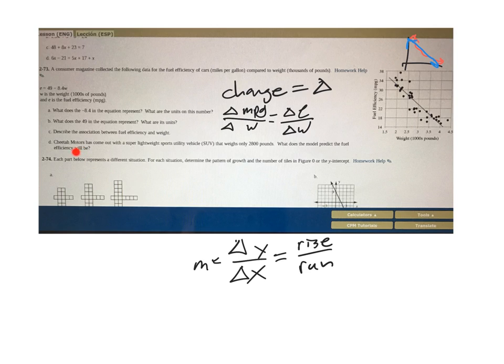D, Cheetah Motors has come out with a super lightweight sports utility vehicle that weighs only 2,800 pounds. Well, 2,800 pounds would be right around here, right? 2.8 thousand pounds, 2,800 pounds. What does the model predict the fuel efficiency would be? So if this is about 2,800 pounds, you should be able to use this model to figure out what that fuel efficiency would be. All right, so that's for question 2-73.